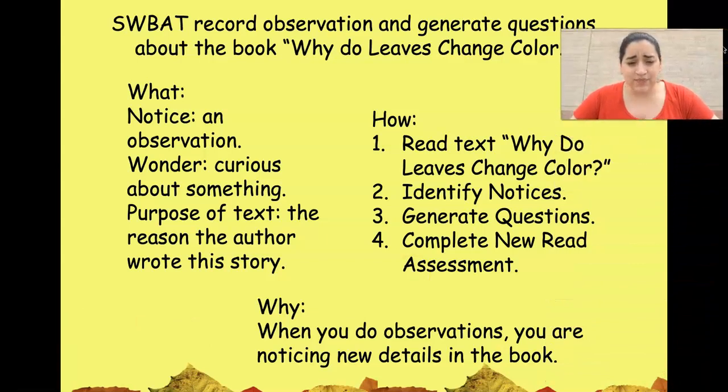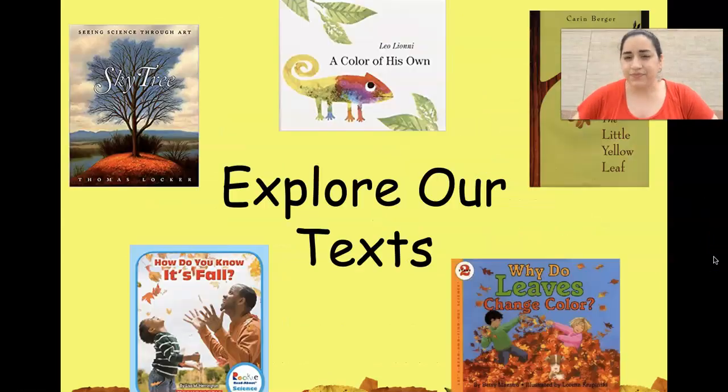So, boys and girls, why is it important? Why is this objective important for my learning? It's important because when you do observations, you are noticing every detail in the book. You're looking at the illustrations, you're looking at the text, you're looking at what is going on in the book, and then when you wonder, you're also looking closely to see or to seek more information, right? So let's continue with our lesson.